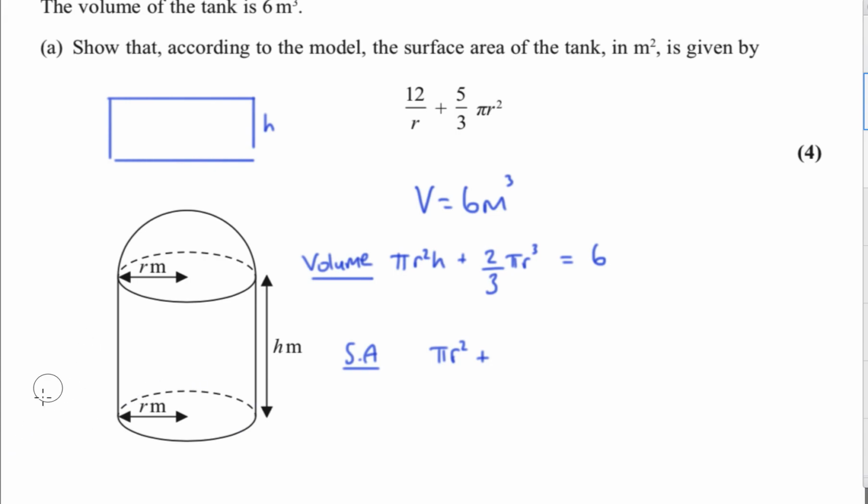If we think about what's happening around here, if you open that up, it will be this length across the top. So that's going to be 2 pi r. So we've got 2 pi r h, and then we've got the surface area of the hemisphere on the top. So that's going to be half of 4 pi r squared. So that's 2 pi r squared. So if we collect that together, we've got 3 pi r squared and 2 pi r h.